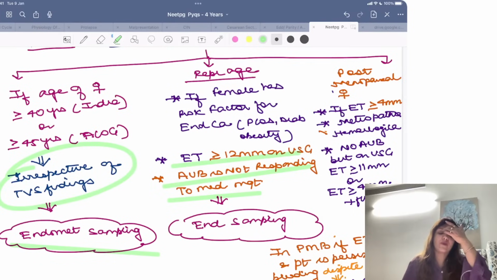They say that there is a female who's 45 years old, on her ultrasound fibroids were seen, and what is the next step? So she's come to you with AUB, on ultrasound fibroid seen, what is the next step? So you tend to say that I'm going to manage the fibroid. No matter what the findings are on ultrasound, the next step in a 45-year-old female who has come to you with AUB will be endometrial sampling. Clear to all of you?